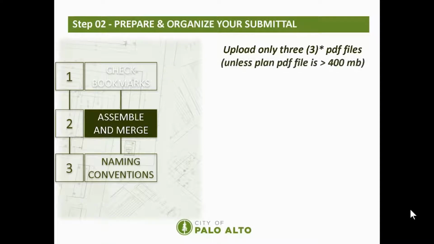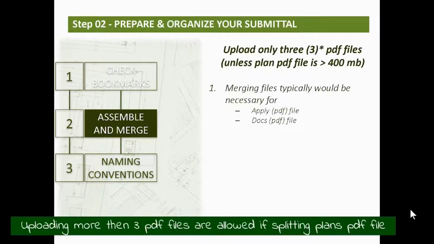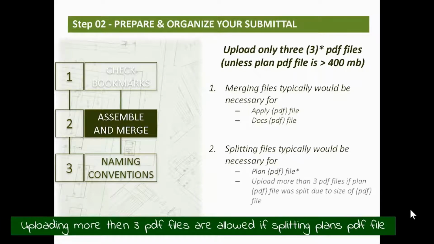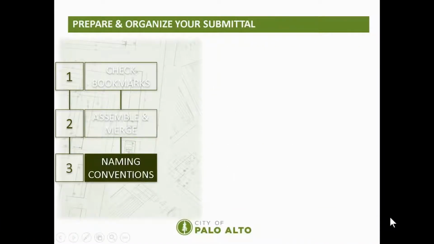Merging PDF files is typically done for the application PDF, combining all required application forms, and the docs PDF, which combines all supporting documentation. Splitting files would typically be necessary for plan sets that are greater than 400 megabytes. After merging your application forms into one PDF file and your supporting documents into one documents file, you should save and name your PDF files to correspond with the online submittal requirements.